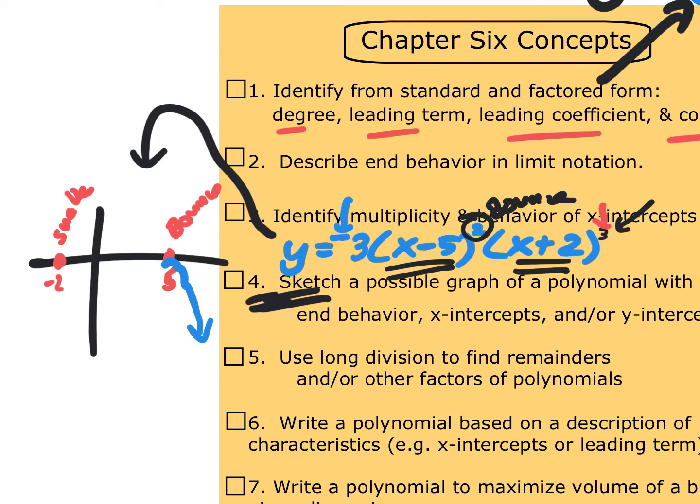And then it bounces there. And then since it's degree 5, that means the ends have to be going opposite ways. It would go like that.